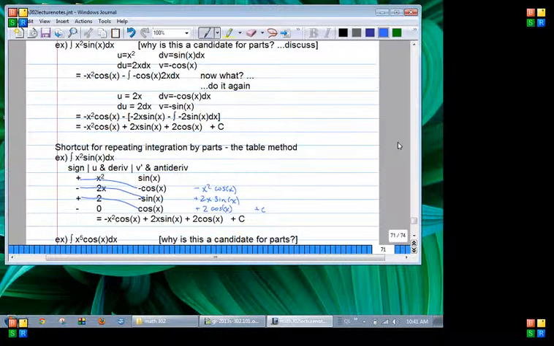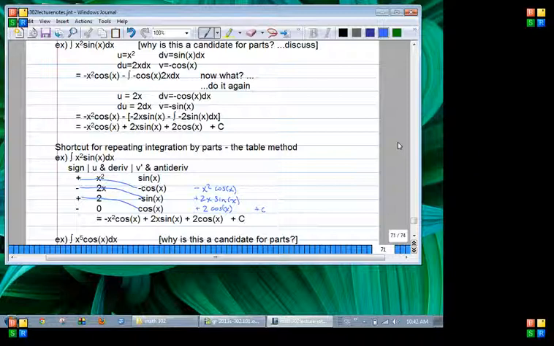So let's talk about this one. Integral of x to the fifth cos x dx. First of all, why is this a candidate for parts? We want to differentiate away x to the fifth, and therefore, what's our choice? So u is going to be x to the fifth, and then dv is everything else.